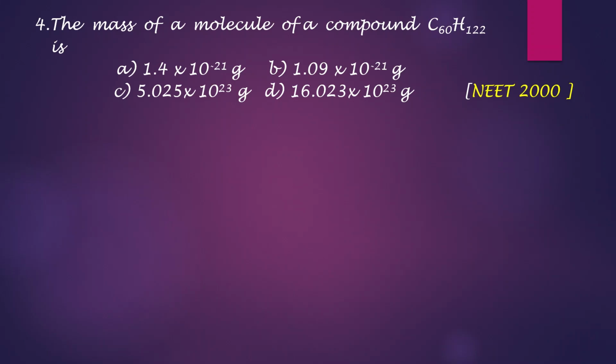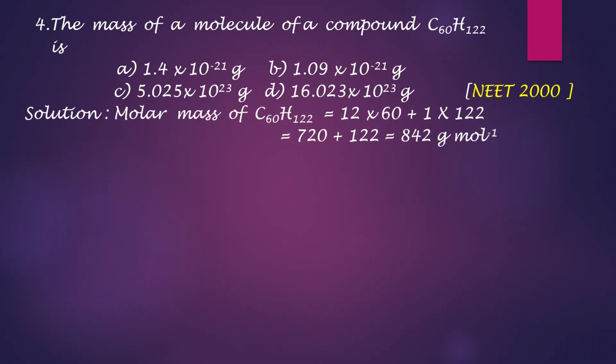Now in this question you have to find the mass of a single molecule of the compound C60H122. So for this you have to consider the molar mass of the compound. Molar mass of C60H122 is equal to 12 into 60 plus 1 into 122, that is equal to 720 plus 122, that is equal to 842 gram per mole. So 842 gram per mole is the molar mass of this compound, and it is obtained by adding the molar mass of carbon and hydrogen.